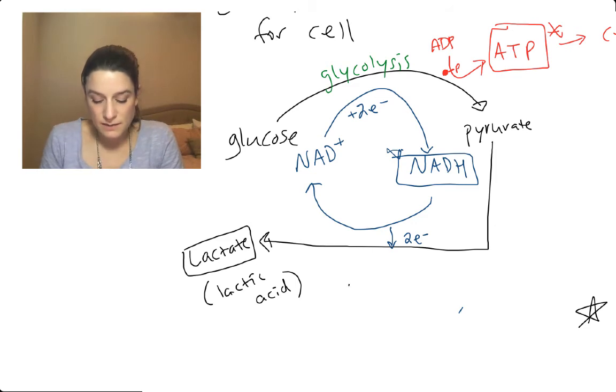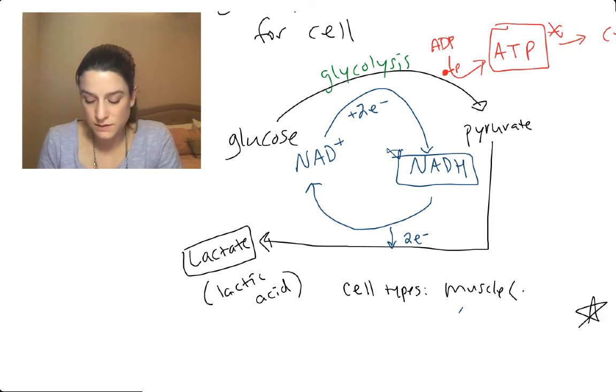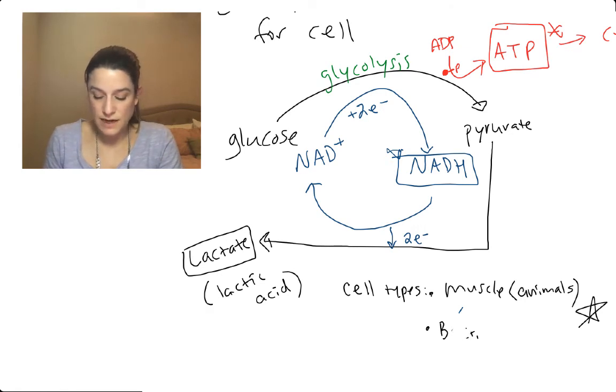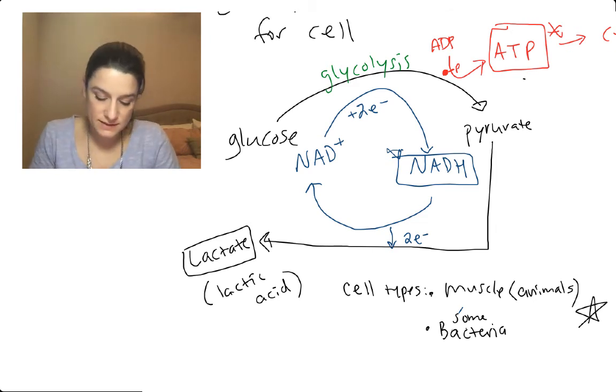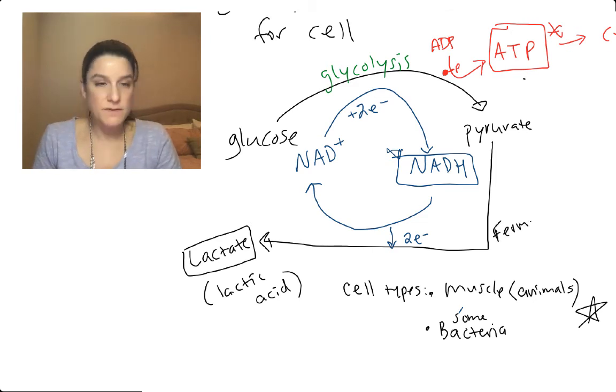These are the cell types that do this. You've got muscle cells, muscles are exclusively in animals. Certain bacteria do this. They produce lactic acid, which is like a sour taste. And so if the electrons get taken out, then you have NAD+, you can continue to do glycolysis and keep making ATP. This process here is that fermentation process.